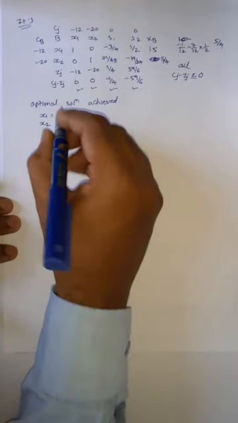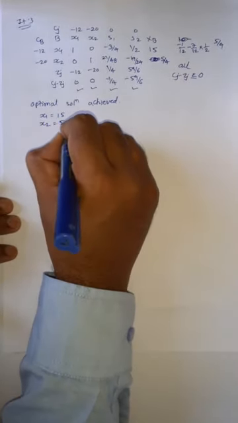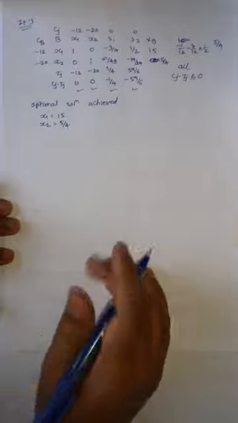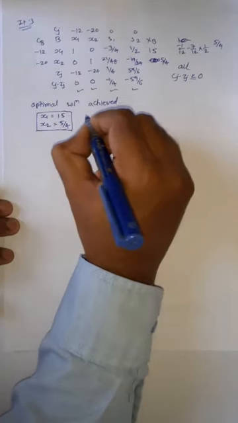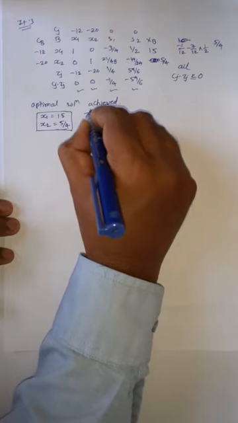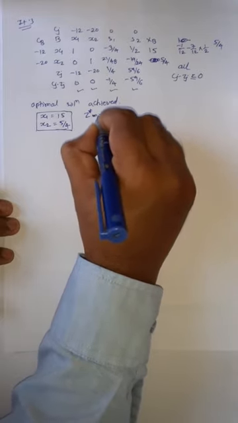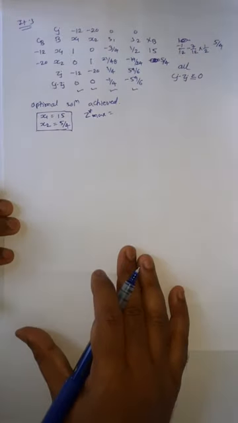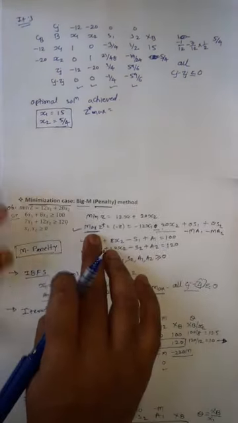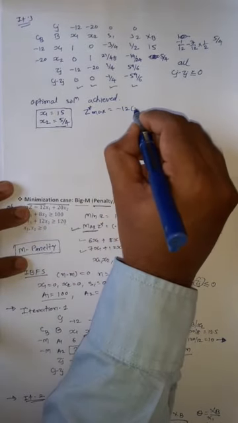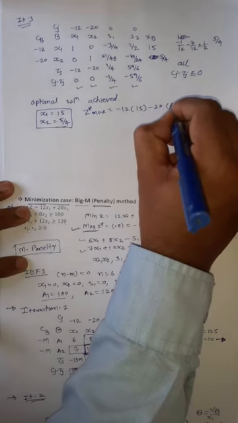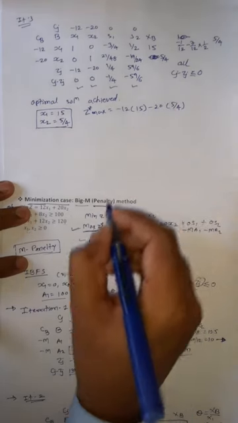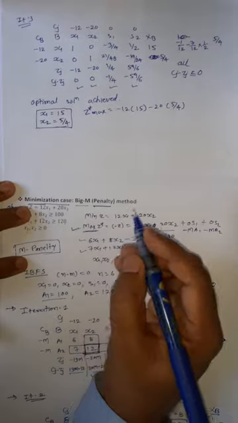So x1 equals 15 and x2 equals 5 by 4. So this is our solution. Now we will calculate the value of the objective function, which is z star, or z star maximization, which is equal to: maximize z star equals minus 12 into x1, which is 15, minus 20 into x2, which is 5 by 4 here.